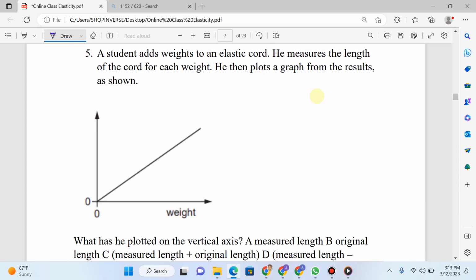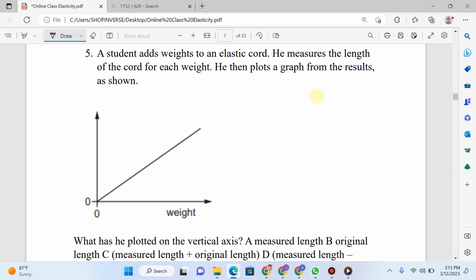Question 5. A student adds weight to an elastic cord. He measures the length of the cord for each weight. He then plots a graph from the results as shown. What has he plotted on the vertical axis?